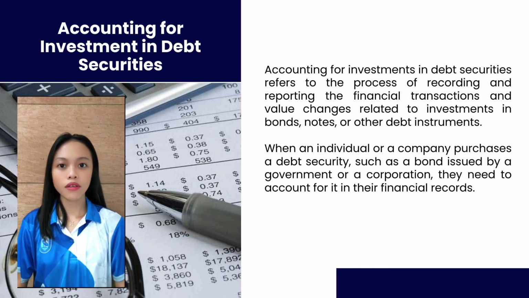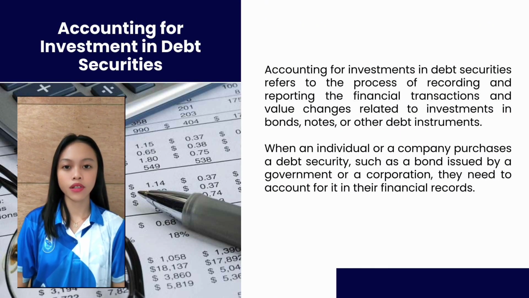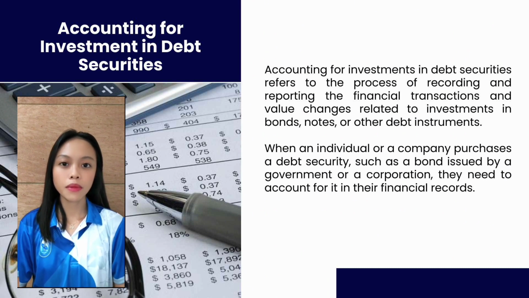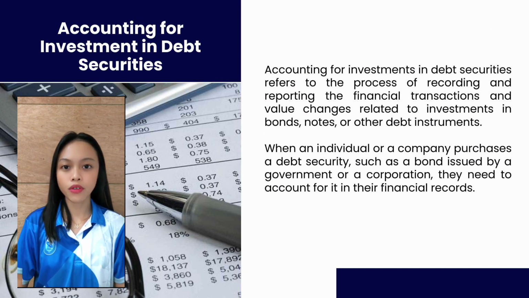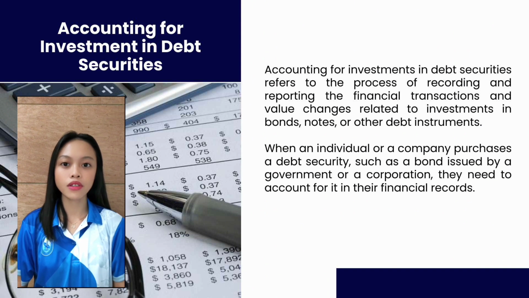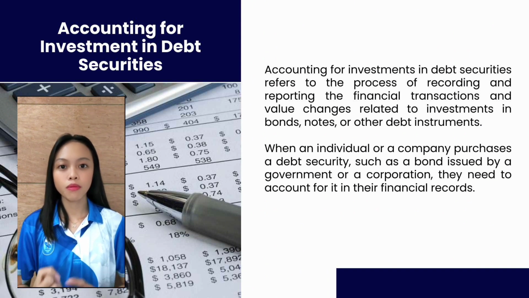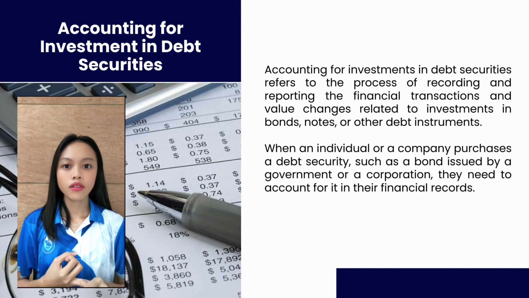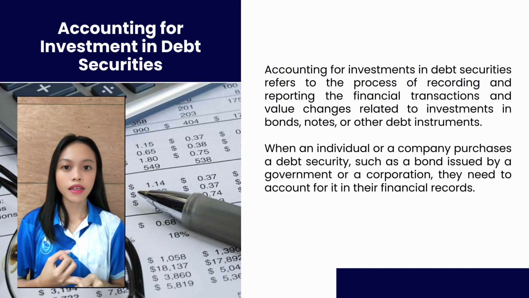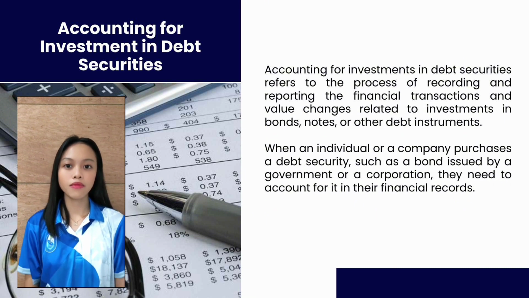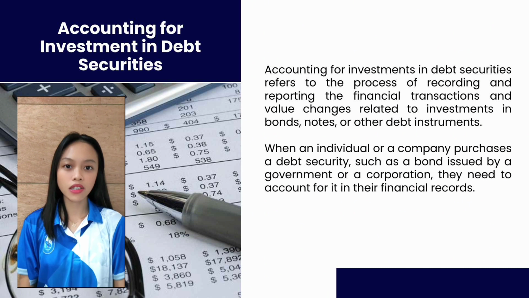Next is the accounting for investment in debt securities. So, accounting for investment in debt securities involves recording and reporting financial transactions and value changes for bonds, notes, or other debt instruments. It is like tracking the money side of debt investments. One example is initial investment designated as held for trading.